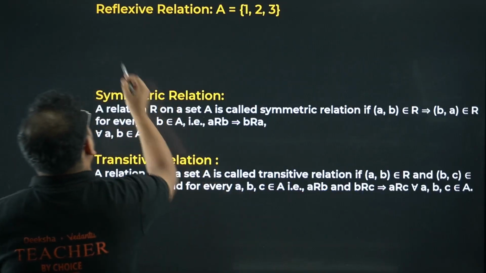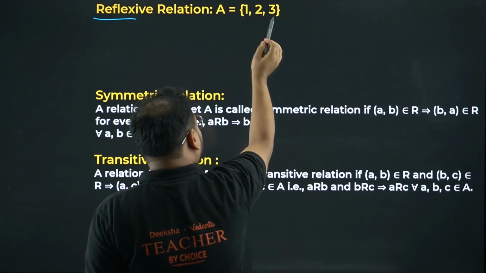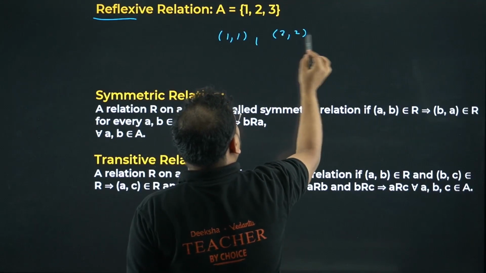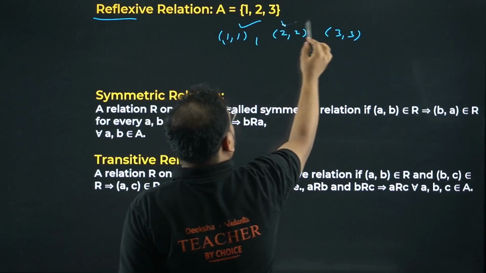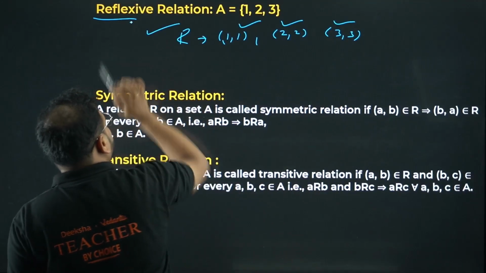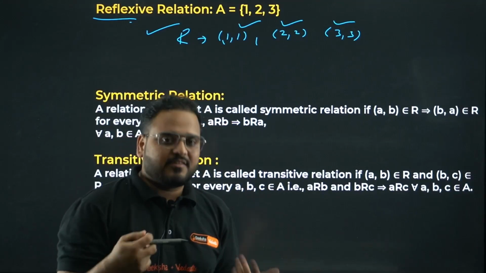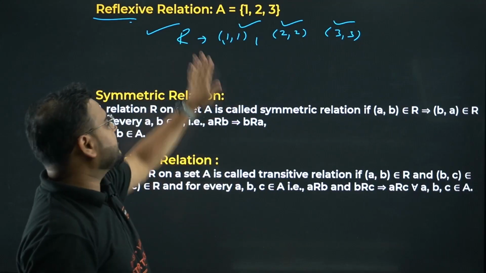Now reflexive, if I'm talking about relations and functions. Okay, so if we have three elements, for all the elements there should be a relation like this: (1, 1), (2, 2), and (3, 3). You cannot have only 1, you cannot have only 2. You must have all three present in the relation. Then only can you call the relation a reflexive relation. Okay, if you have only (1, 1), you cannot call the relation reflexive. You should have all three ordered pairs available, then only can you call the relation reflexive.